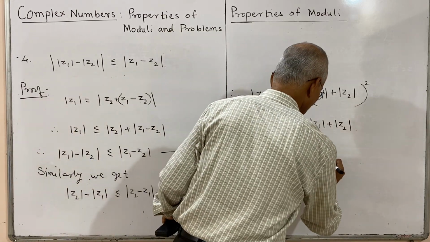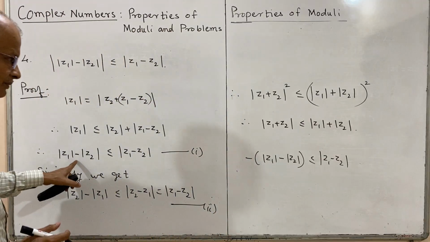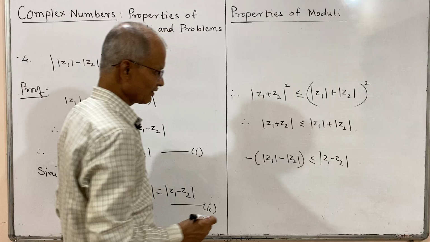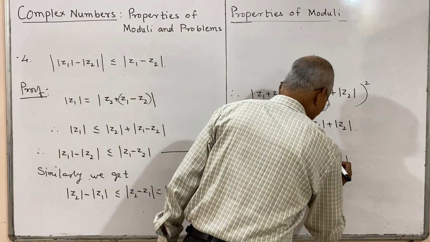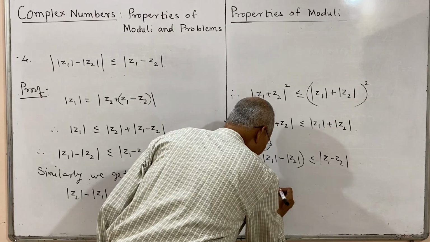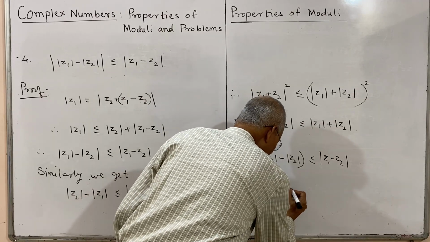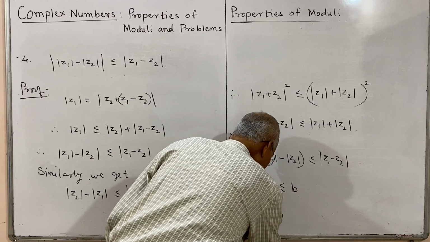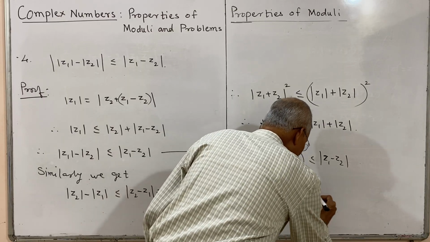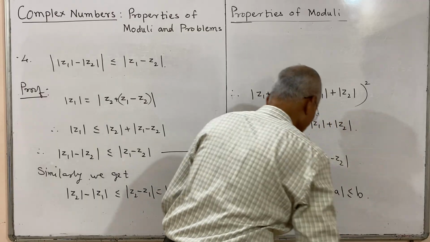and that is also less than or equal to mod z1 minus z2. And what is the first result? Mod z1 minus mod z2 is less than or equal to mod z1 minus z2. Otherwise we have the result like this: a quantity a is less than or equal to b, and negative of a is also less than or equal to b. So what does this together imply? Absolute value of a is less than or equal to b.